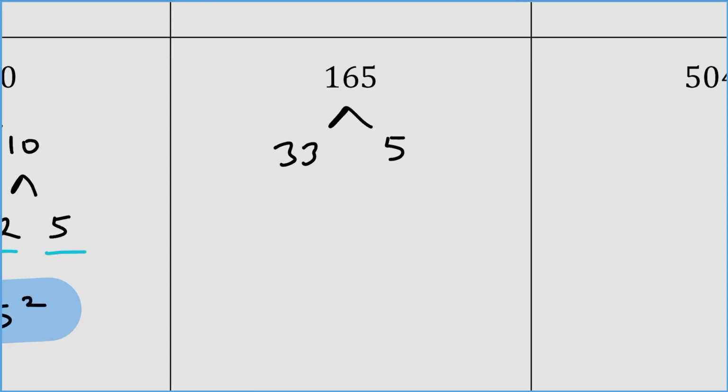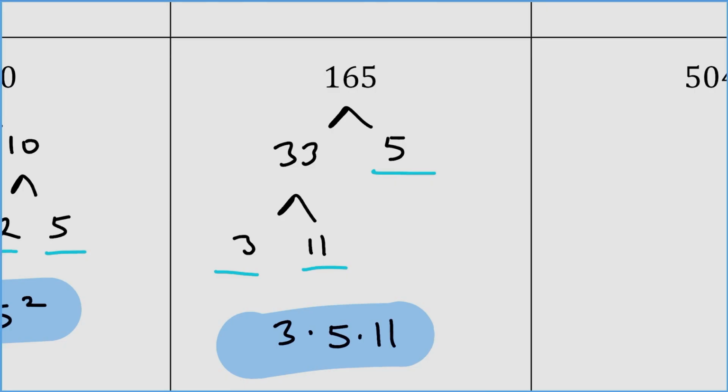Now, 5 is a prime number, but 33, we can keep going with 33. 33 is 3 times 11. So here we just have one of each. We have a 3, we have a 5, and we have an 11. So that's the prime factorization of 165.